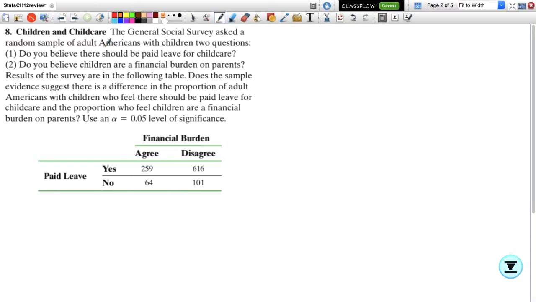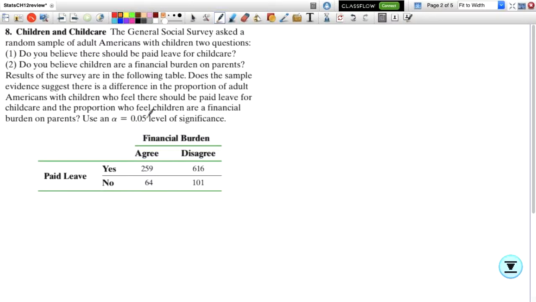The General Social Survey asked a random sample of adult Americans with children 2 questions. Do you believe there should be paid leave for childcare? And do you believe that children are a financial burden on their parents? Results of the survey are in the following table. Does the sample evidence suggest there's a difference in the proportion of adult Americans with children who feel there should be paid leave for childcare and the proportion who feel that children are a financial burden to parents? Use a 0.05 level of significance.